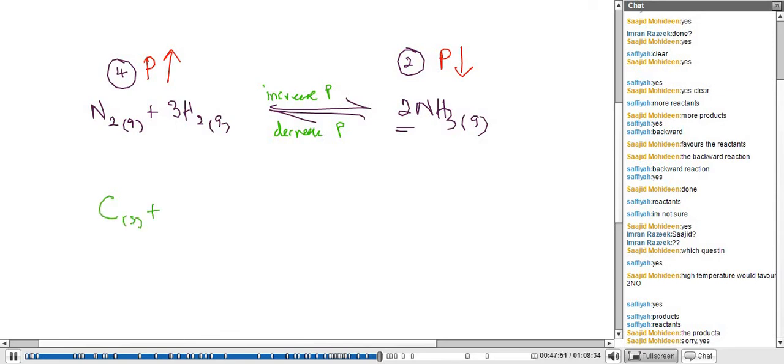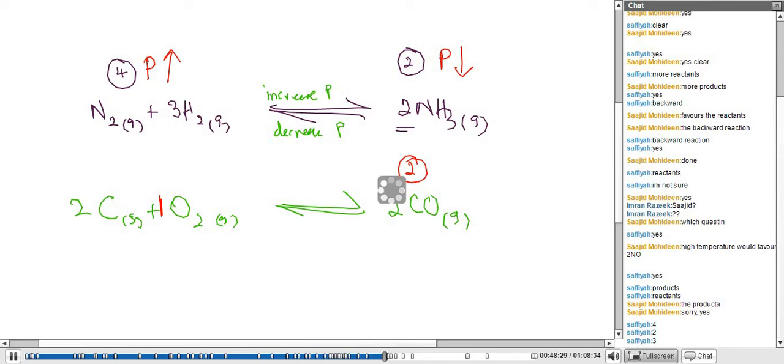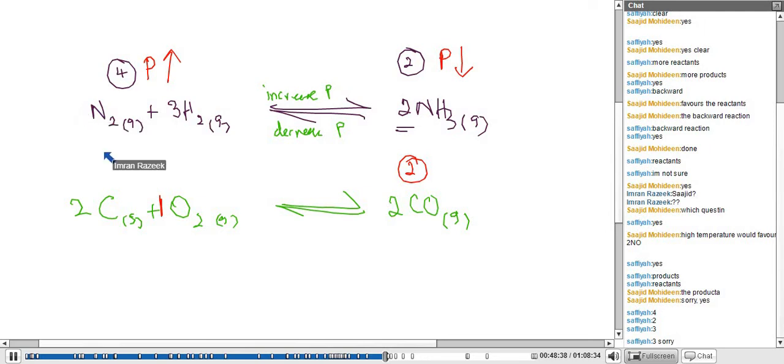Another example. How many gaseous molecules are there at the reactants? How to find the number of gaseous molecules? Just count the number in front. Right, in front. All the answers are wrong. I said gaseous molecules. I didn't ask the number of molecules. Only gaseous molecules affect the pressure.